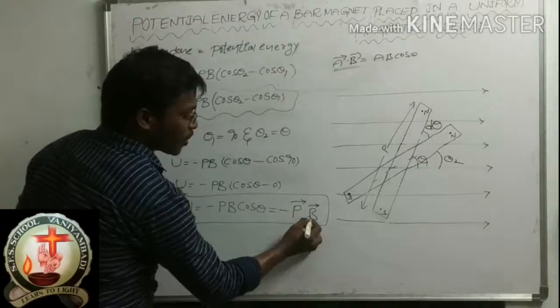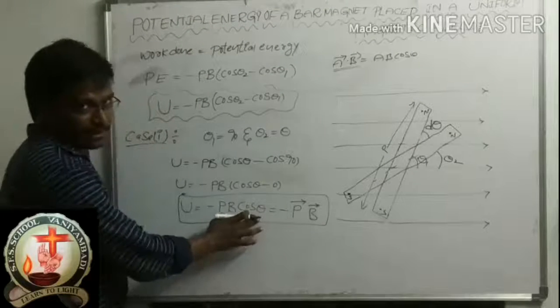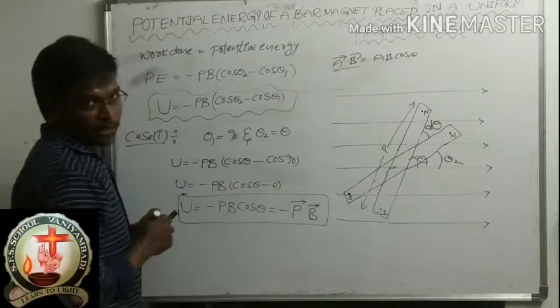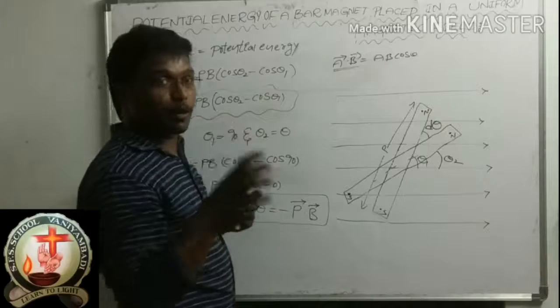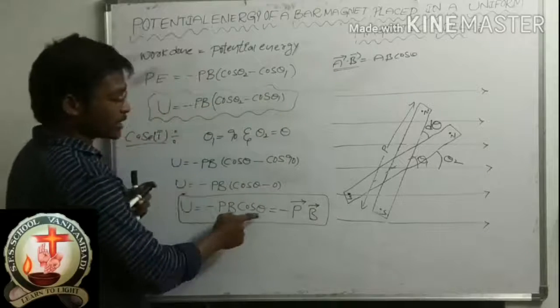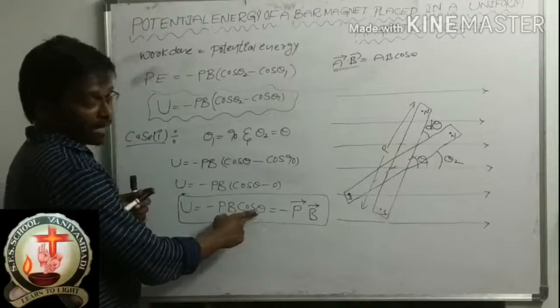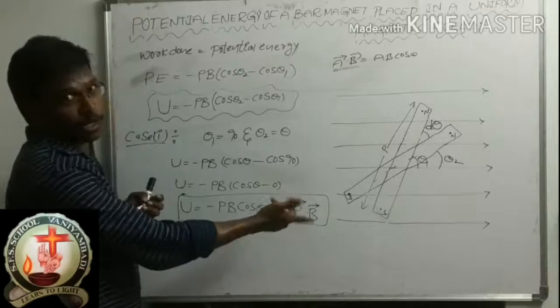Whether you write it or not, no problem. If you need to convert, you can convert it based on the dot product. A bar dot B bar is equal to AB cos theta. So here PB cos theta is already there, and in the place of this total value, I wrote the vector dot product.